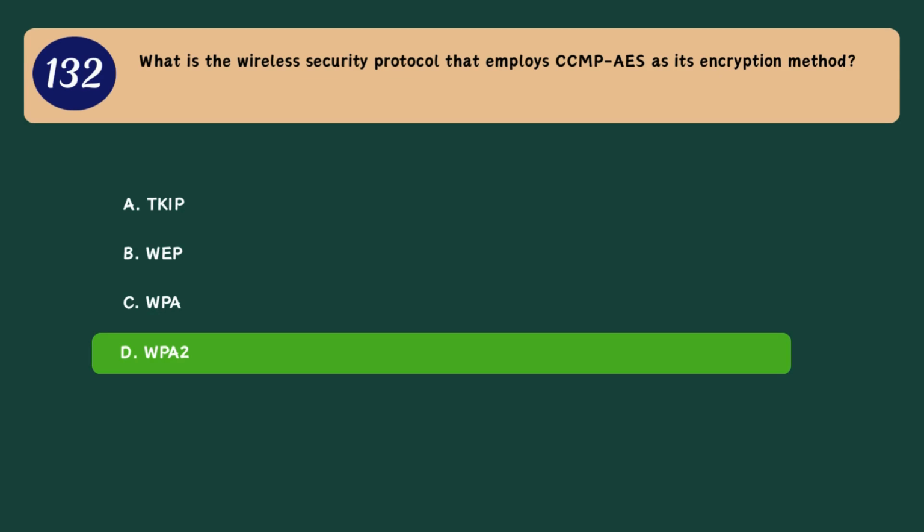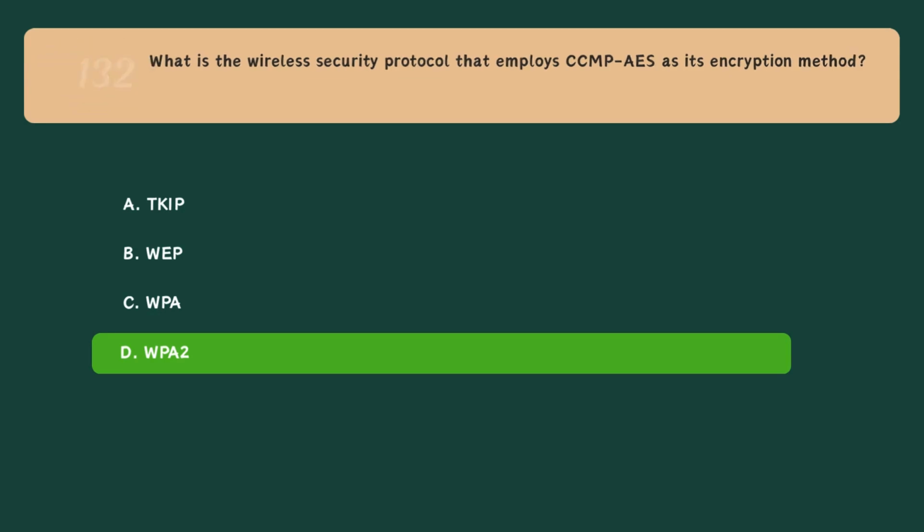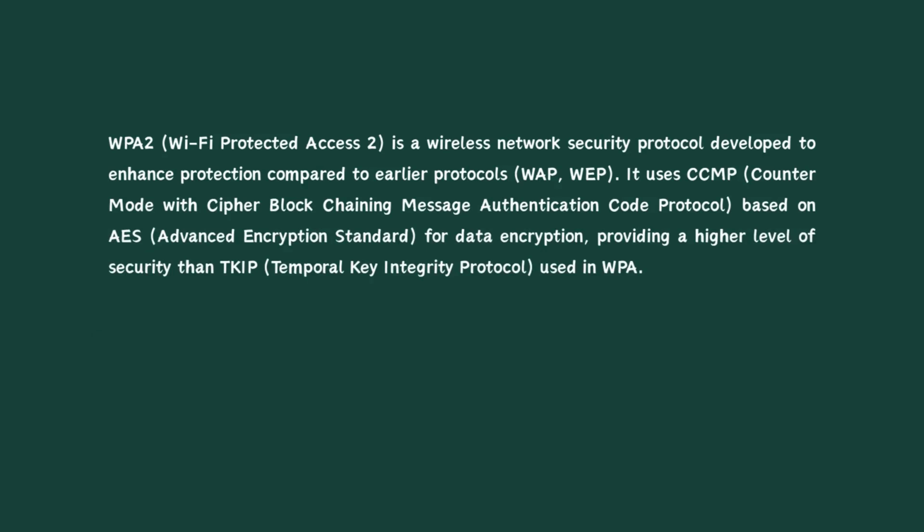Correct answer. D. WPA2. WPA2, Wi-Fi Protected Access 2, is a wireless network security protocol developed to enhance protection compared to earlier protocols, WPA and WEP. It uses CCMP, counter mode with cipher block chaining message authentication code protocol, based on AES, Advanced Encryption Standard, for data encryption, providing a higher level of security than TKIP, Temporal Key Integrity Protocol, used in WPA.